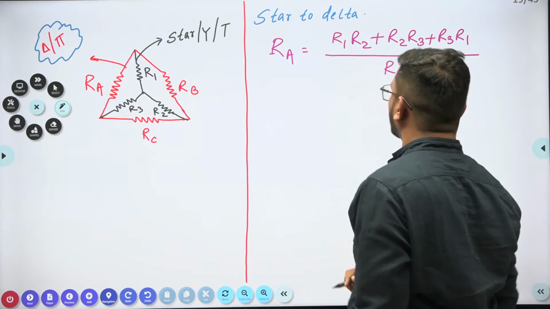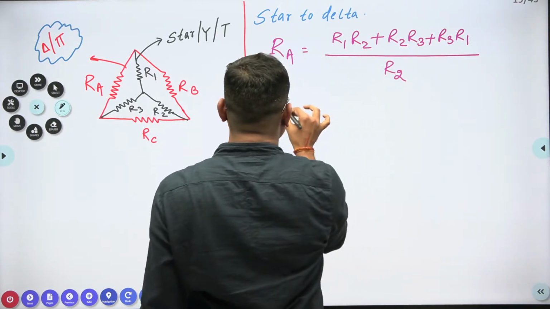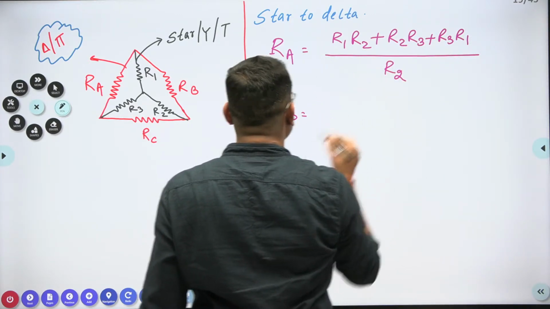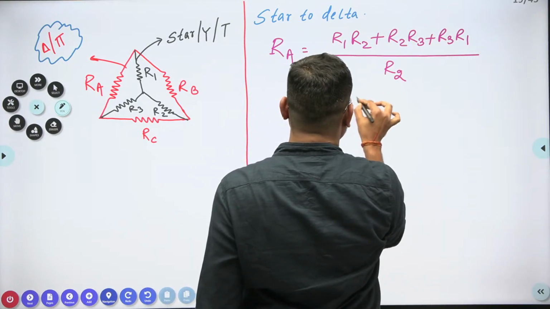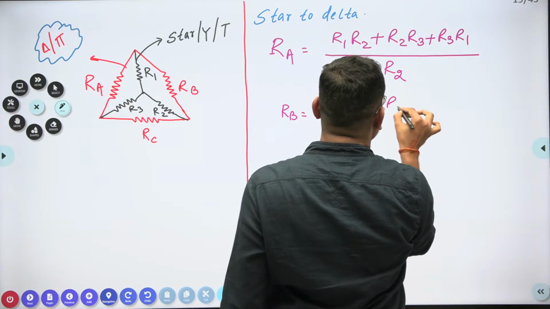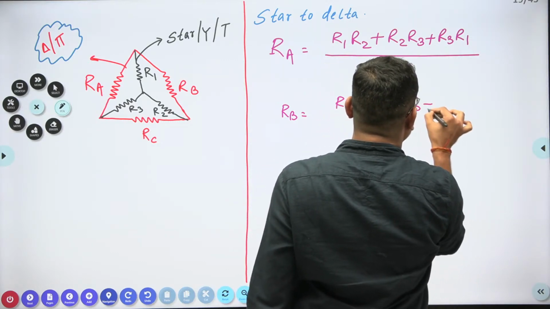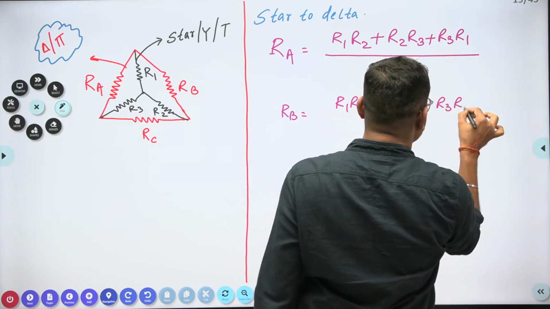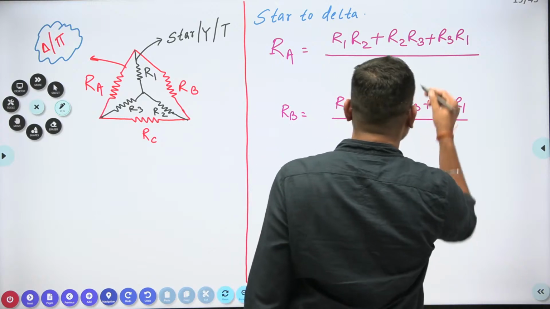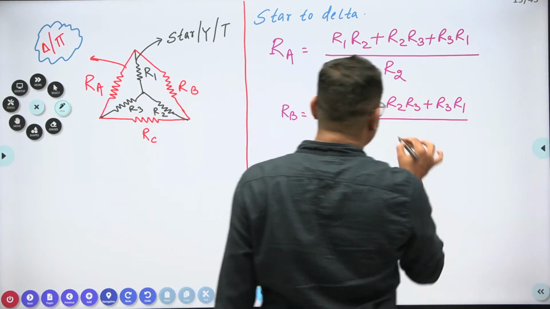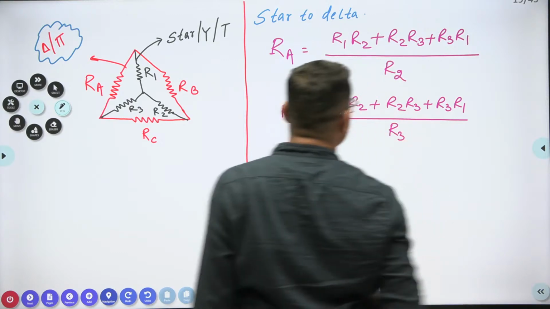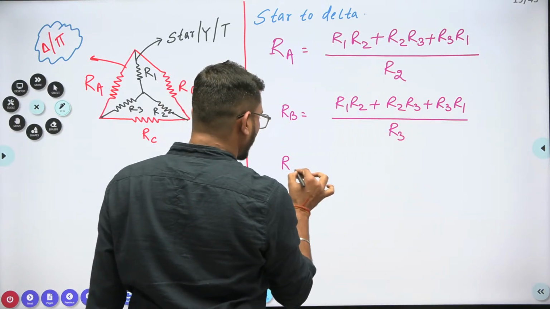Okay now, what about RB? So the numerator part will be the same. This is R1 R2 plus R2 R3 plus R3 R1, and what will change, guys? The denominator part will change. So again we are calculating RB. In front of RB is R3, so we will write R3 only. So what about RC?